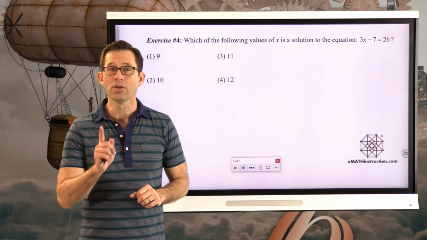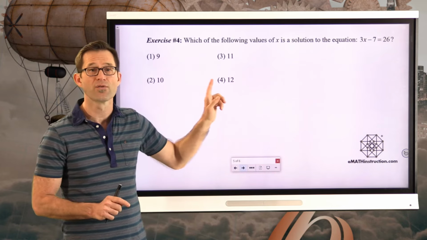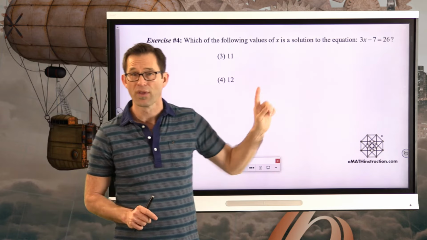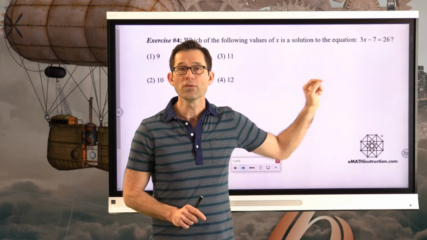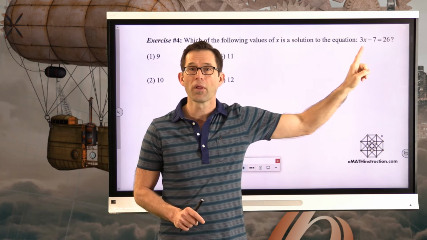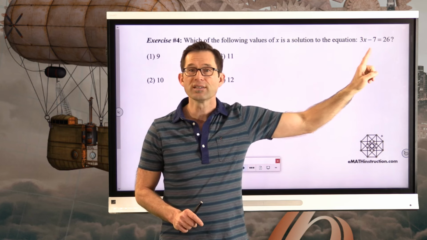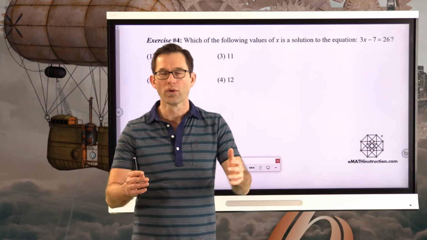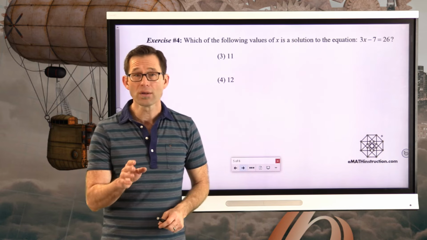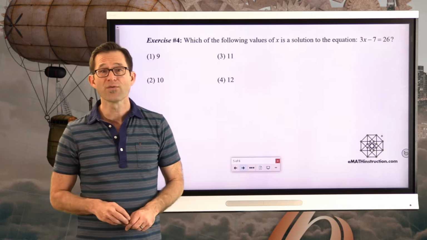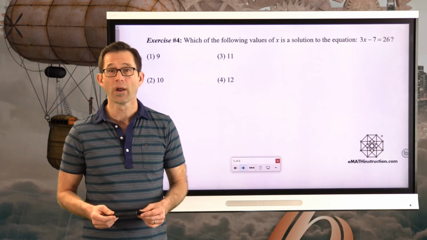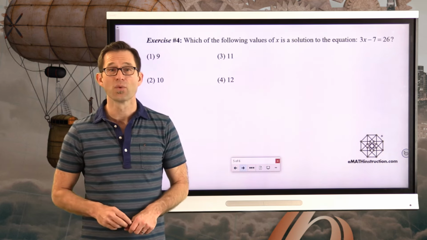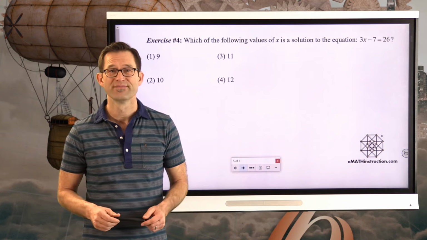So the only way you have of deciding which one of these 4 choices is a solution to this is by literally saying to yourself, think about order of operations, which of those 4 numbers, when I first multiply by 3, and then I subtract 7, will give me 26. Which one will do that? So I'd like you to pause the video now, play around with these 4 choices, and see which one of them, after you multiply by 3 and subtract 7, gives you 26. Pause the video now.